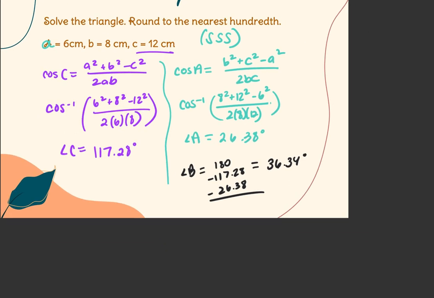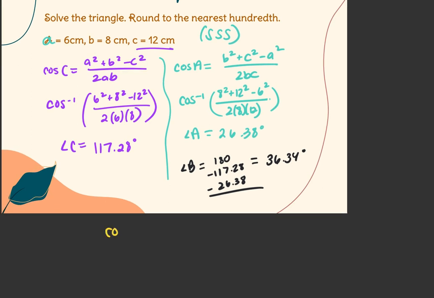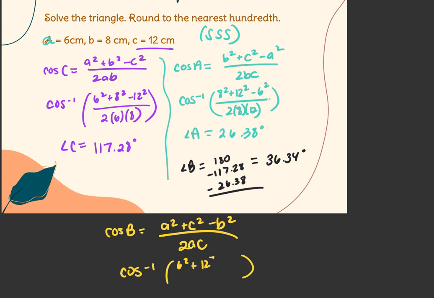If we wanted to check it, I could also do cosine B. Cosine B equals A squared plus C squared minus B squared over 2AC. So cosine -1 of A, which is 6 squared, plus C, 12 squared, minus B, 8 squared, over 2 times 6 times 12.